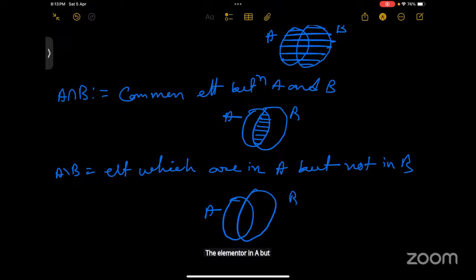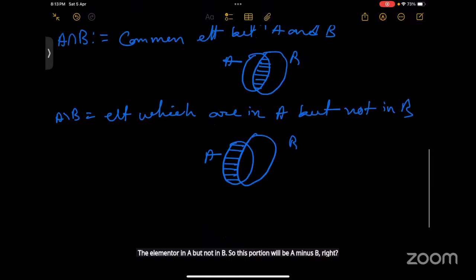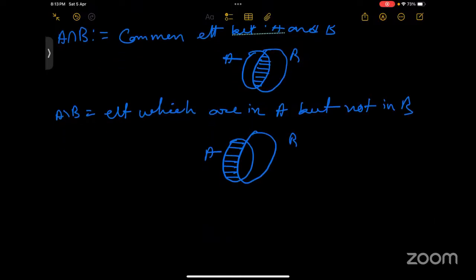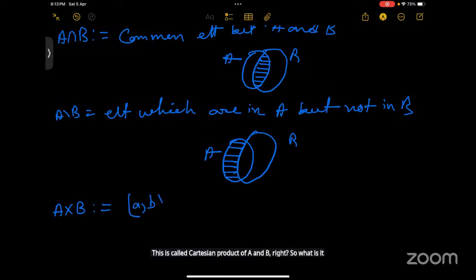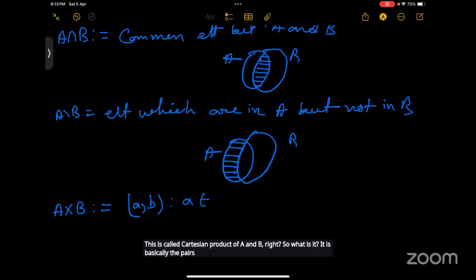Not in B. So this portion will be A minus B, right? Agree? Then we have A cross B. This is called Cartesian product of A and B, right? So what is it? It is basically the pairs such that a belongs to A and b belongs to B, right?